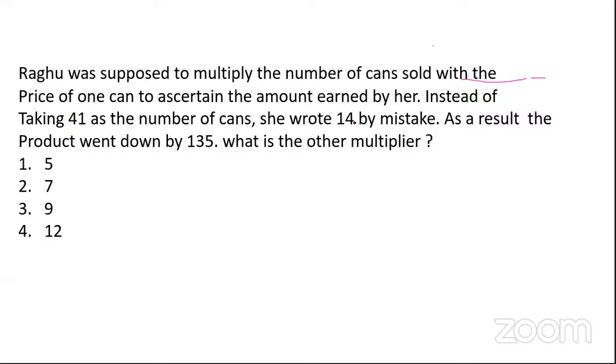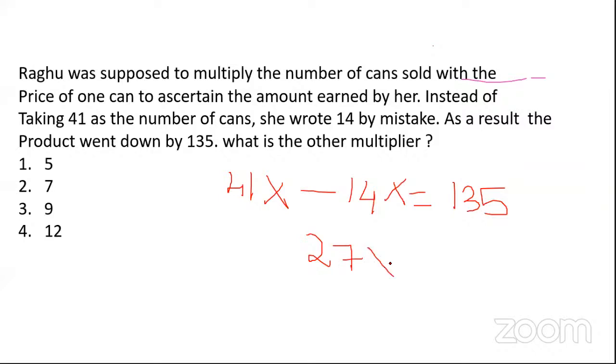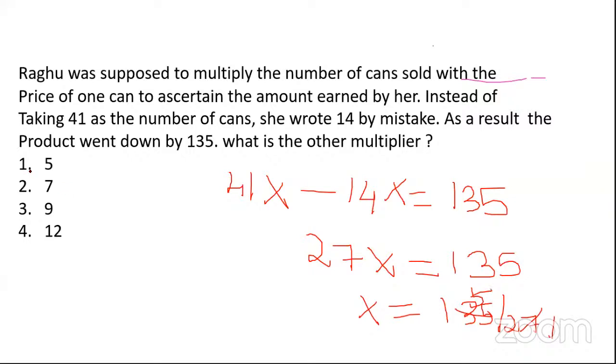Instead of taking 41, he wrote 14 by mistake. So the original number is 41. Instead of 41, he wrote 14, so the product went down by 135. So 41 minus 14 is 27, so 27x equals 135. What about x? So x equals 135 divided by 27, which is 5 times. So x equals 5. So the answer is the first option. That's it. So have a glance. If it is understood, give me a thumbs up or 'understood' in the chat.